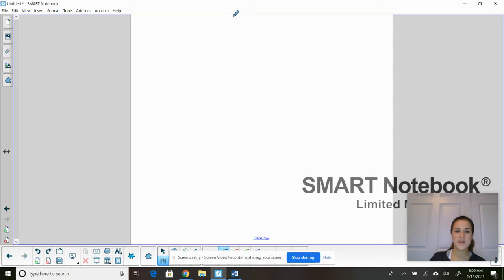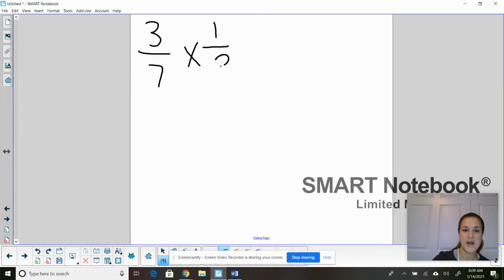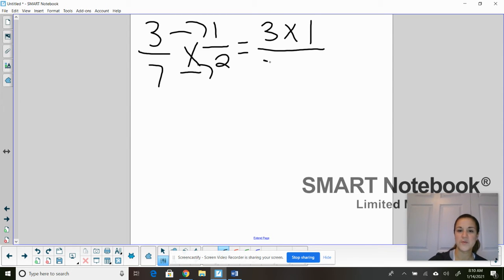So our problem is going to be 3/7 times 1/2. So like I said, our strategy is to multiply the numerators and multiply the denominators. That means you're simply multiplying across. So I always like to rewrite it to show both numerators on top and both denominators on bottom. So now we are going to multiply our numerators and then multiply our denominators.